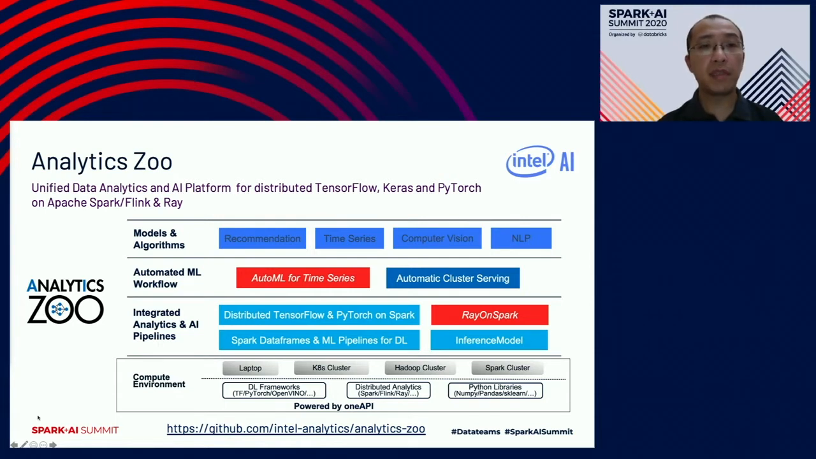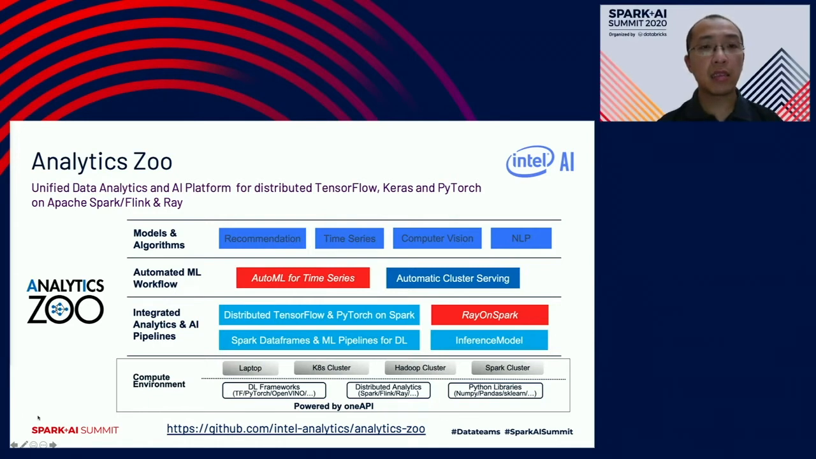On top of this pipeline layer, there is an automated machine learning workflow layer, which tries to automate a lot of the machine learning tasks when the user tries to build the end-to-end pipeline. For instance, AutoML for time series analysis, automatically distributed model serving, and so on.